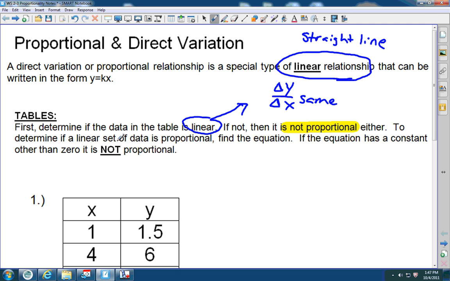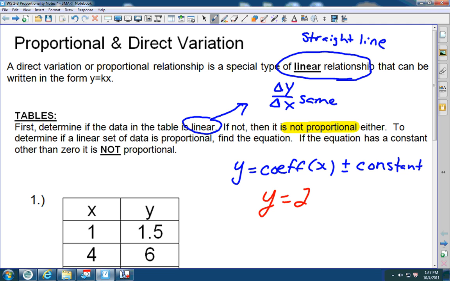To determine if a linear set of data is proportional, first you need to find the equation. If the equation has a constant other than 0, it is not proportional. So remember, we have y equals the coefficient times x plus or minus the constant. To be proportional, you can have y equals 2x, but the constant has to be plus 0. A lot of times you won't see that plus 0. So this is linear and it is proportional.